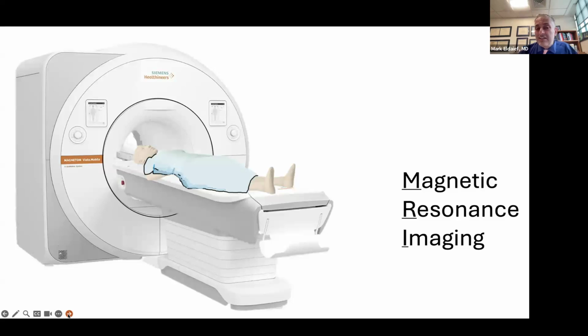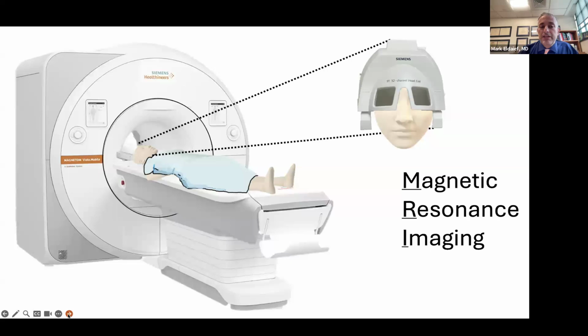And again, it is kind of loud, so they do give you earplugs or headphones. And they also place this kind of mask over your face. This is what's called a head coil, and that allows the actual machine to take pictures. One of the important things to remember about MRIs is that it uses a very powerful magnet.